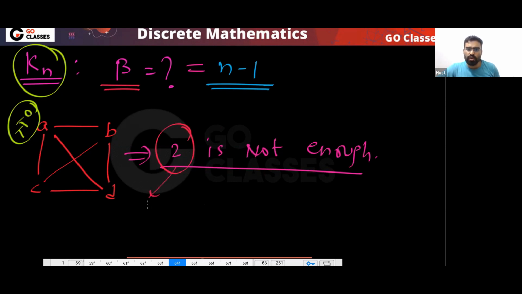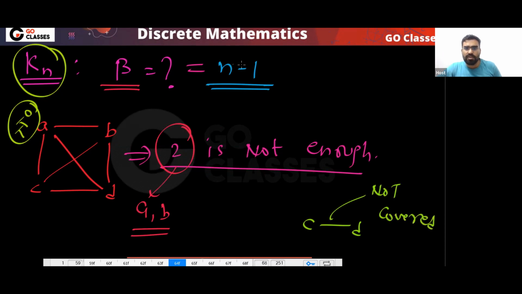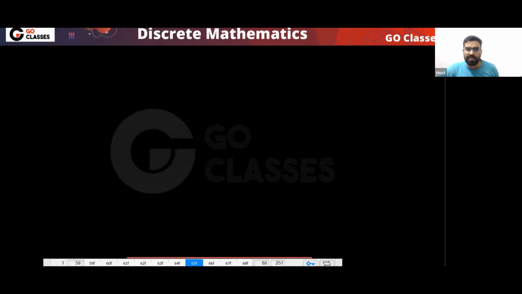Let's assume you take two vertices, for example A comma B. Then this edge is not covered, yes or no? This edge is not covered. So you need n minus 1 vertices. These n minus 1 vertices will cover all the edges.